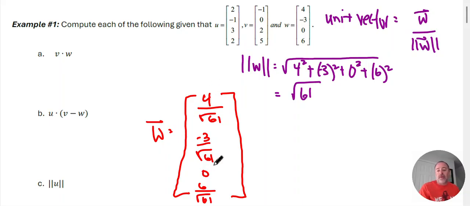It's very, very similar to what we did in multivariable. So this should be a pretty easy one for you guys. Just again, we did this back in multivariable.